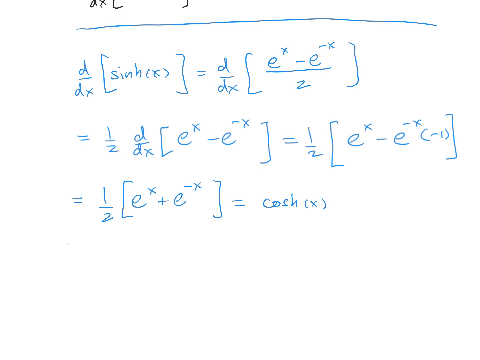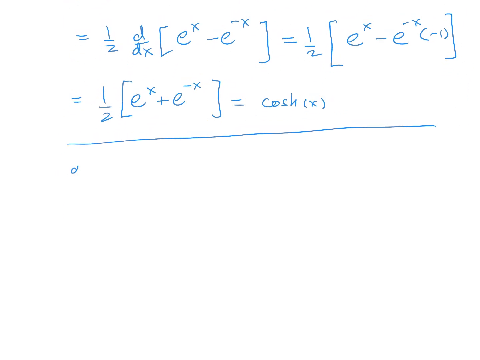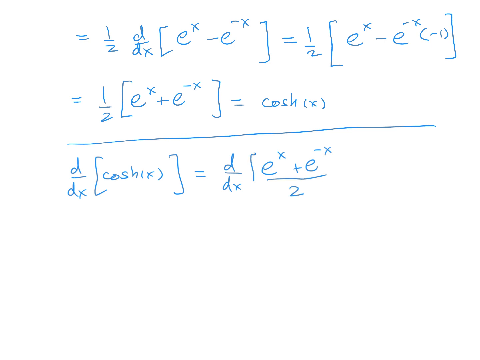Now let's repeat the process all over again for the hyperbolic cosine. So we're going to be looking at d/dx of the hyperbolic cosine of x. By definition, this is d/dx of (e^x + e^(−x))/2. And just like before, that 1/2 is going to carry along. And then we're going to have just the sum of the two exponentials that we take the derivative of. So that's going to be 1/2.